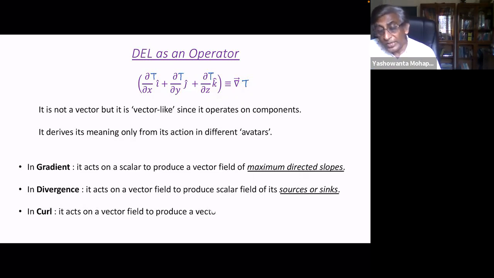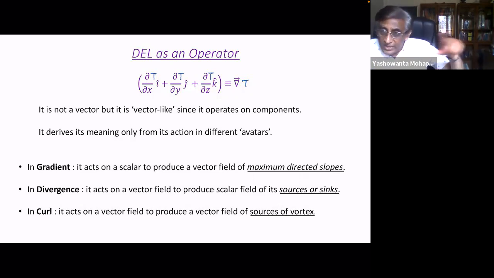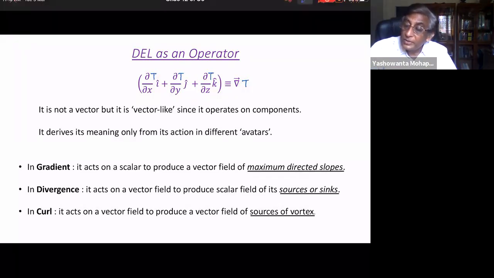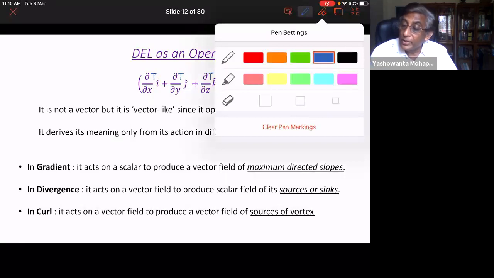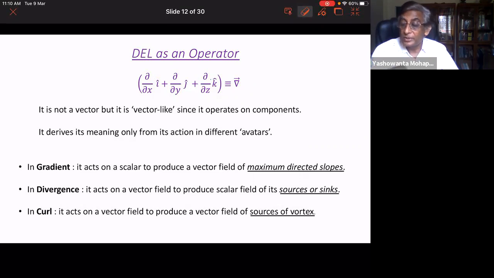It acts on a vector field to produce a scalar field which locates where the sources or sinks for that vector function are. That's divergence. And it acts in curl on a vector field to find out where the vortices are, where it is rotating. So this operator, del, is an operator that acts on something, and that's important. It tells us about the gradient if it acts on a scalar. It can act as in a divergence. We'll see that in a dot product with the vector function, it will give its divergence, which locates where the sources of that vector function are. And in curl, it tells us where the vortices of that vector function are. All right.